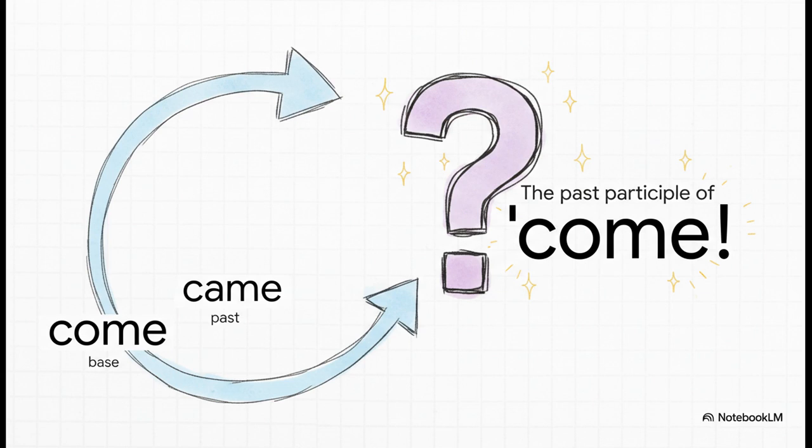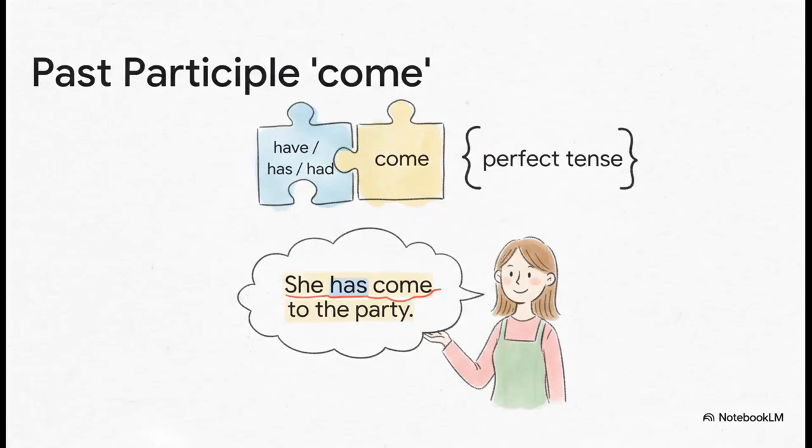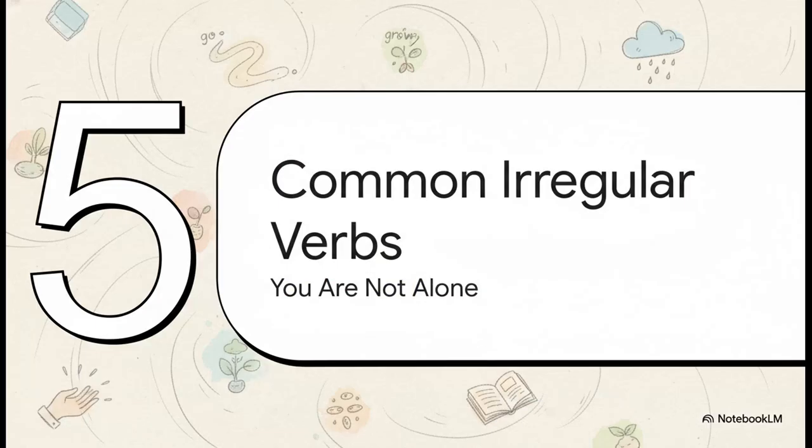So the crucial question is, how in the world do you know which come you're using? Well, the key is to look for a little helper verb, what we call an auxiliary verb. You see, the past participle come never flies solo. It always comes after a verb like have, has, or had. For example, she has come to the party, or they had come before we got there. This little team-up creates what grammarians call the perfect tense, which is how we connect a past event to the present.